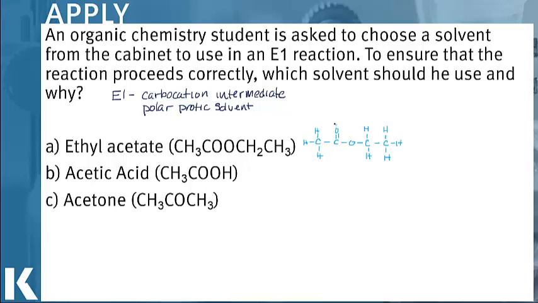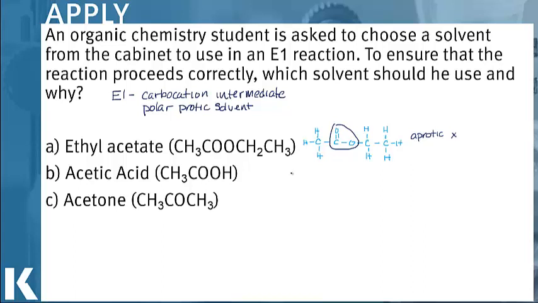When I look at ethyl acetate, I do see that there is some polarity here due to the carbon and oxygen bonds. But when I look at the hydrogens, none of them is attached to an oxygen. So this cannot be a protic solvent. So this is an aprotic solvent. Because it's an aprotic solvent, I cannot use it for an E1 reaction.